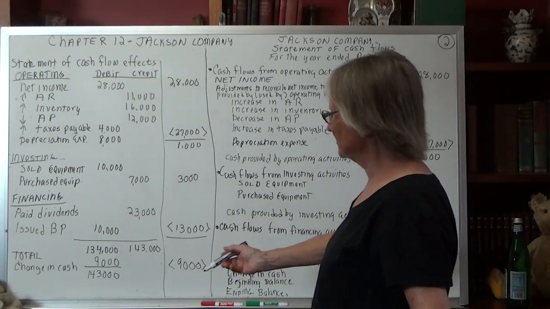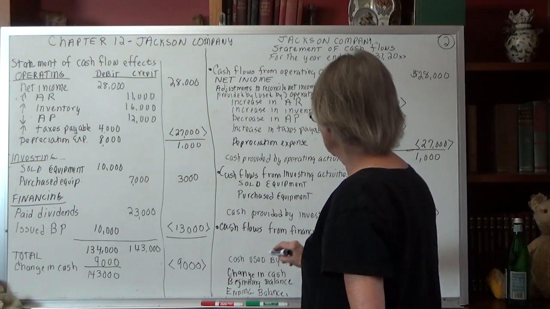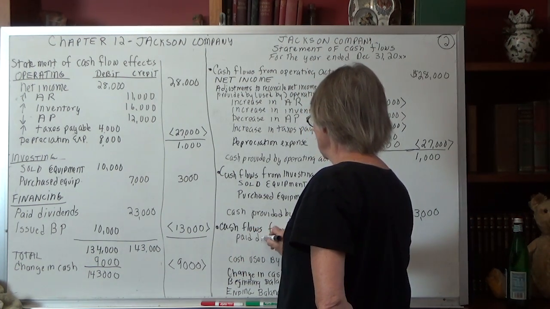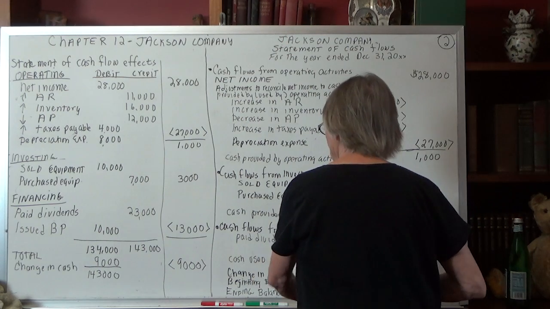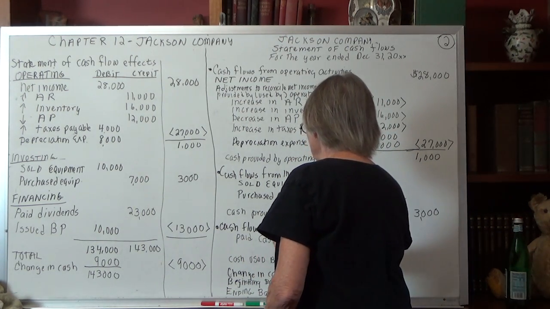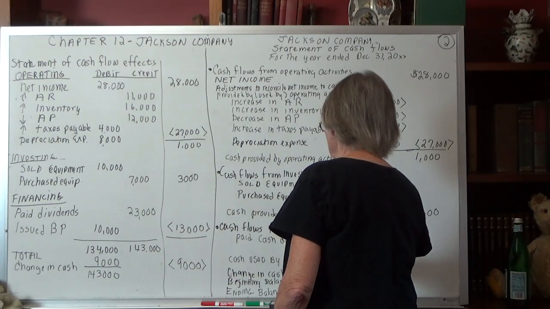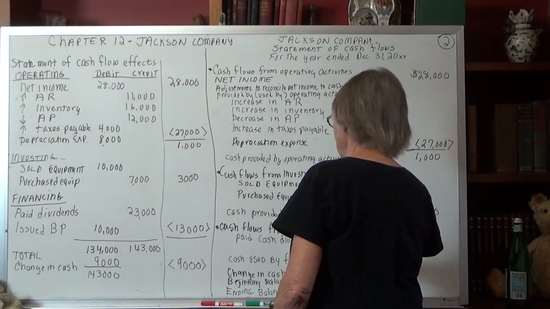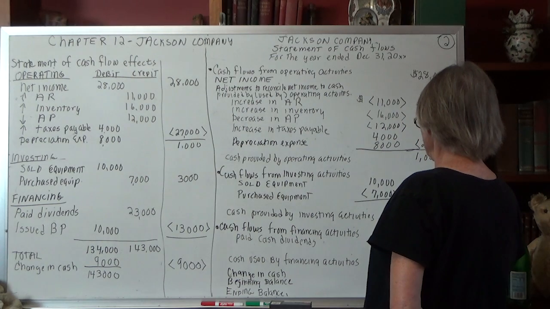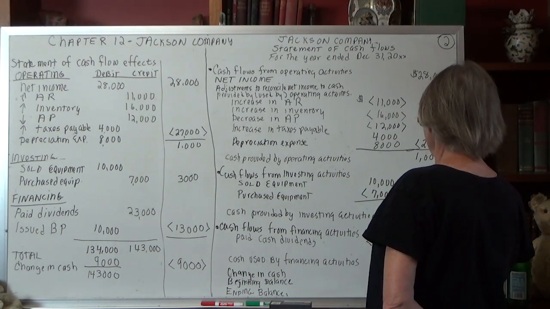All right, now we get to the financing. We paid some dividends and we issued some bonds. So we paid dividends, we just tell them about it, and probably a good idea to say cash dividends. And that would be 23,000, so that's obviously a negative because we paid cash.